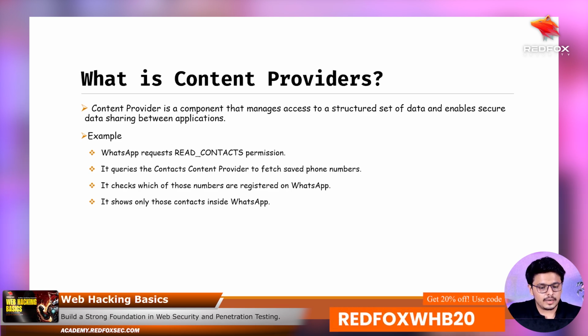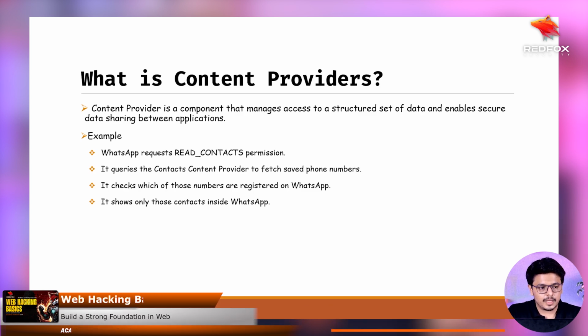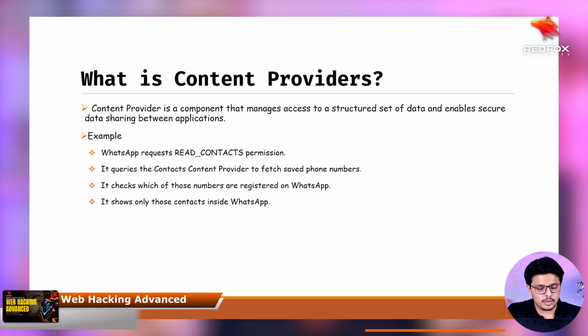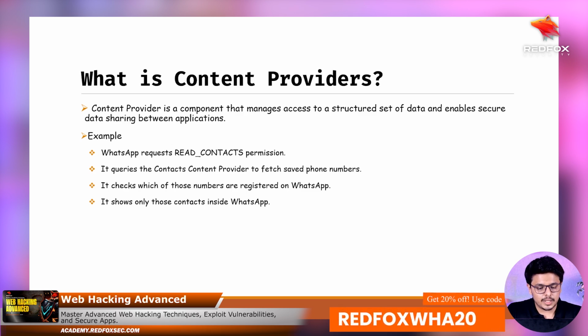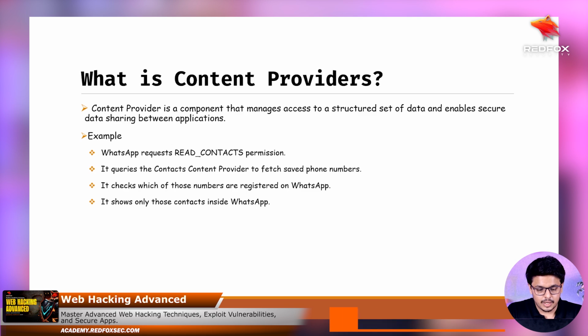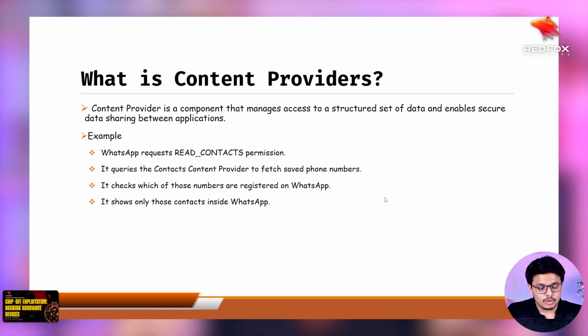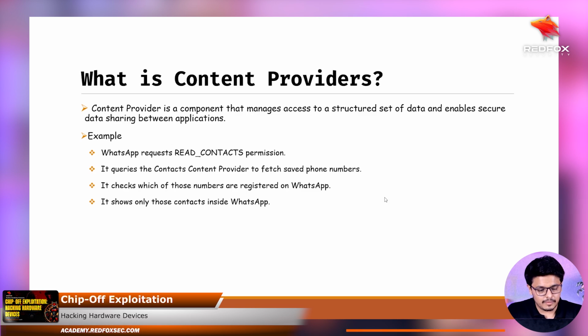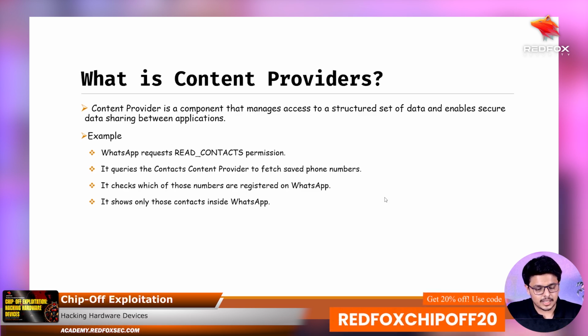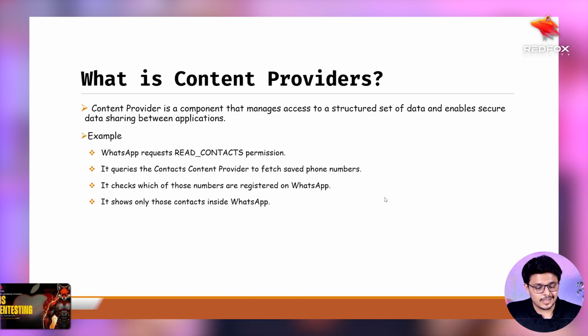A content provider is a component that manages access to a structured set of data and enables secure data sharing between applications. Let me give you an example. You are using the WhatsApp application, okay? You open that application and it gives you a prompt asking if it can read your contacts, and you give them permission to allow. In the back end, there is a content provider used by WhatsApp, that is the contacts content provider, which fetches all the saved phone numbers from your device and checks if those numbers are already registered in WhatsApp or not.